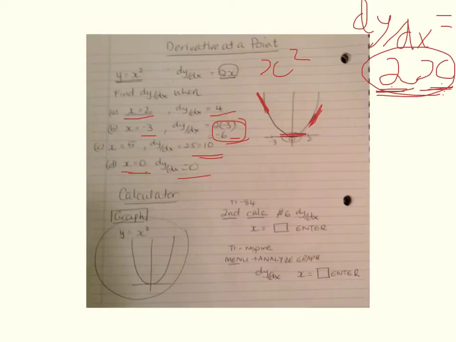On the calculator, to find the derivative at a point, you do second calculate and then choose number 6, dy by dx. It'll take you back to the graph, and you put in the x value you want and enter. By the way, this is all on the graphing function, so you should graph x squared first and then do second calculate. Similarly, on the TI-Nspire, graph y equals x squared first, then menu, analyze graph, dy by dx is there, and then enter the x value that you want.